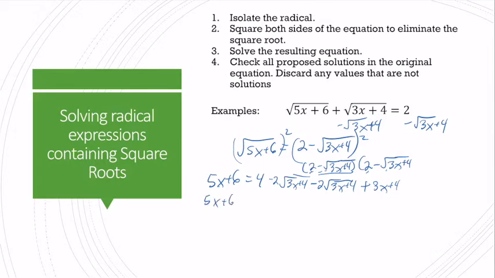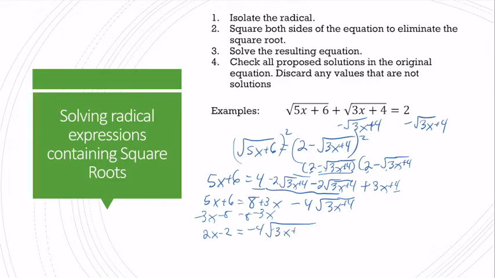I get 5x plus 6 equals 4 and 4, which is 8, plus 3x minus 4 square root of 3x plus 4. So I'm going to go ahead and subtract 8 from both sides and 3x so I can isolate my radical. So what's that give me? That gives me 2x minus 2 equals negative 4 square root of 3x plus 4, which I'm going to go ahead and square both sides again, making things a little chaotic, I know. Negative 4 squared is 16 times 3x plus 4.